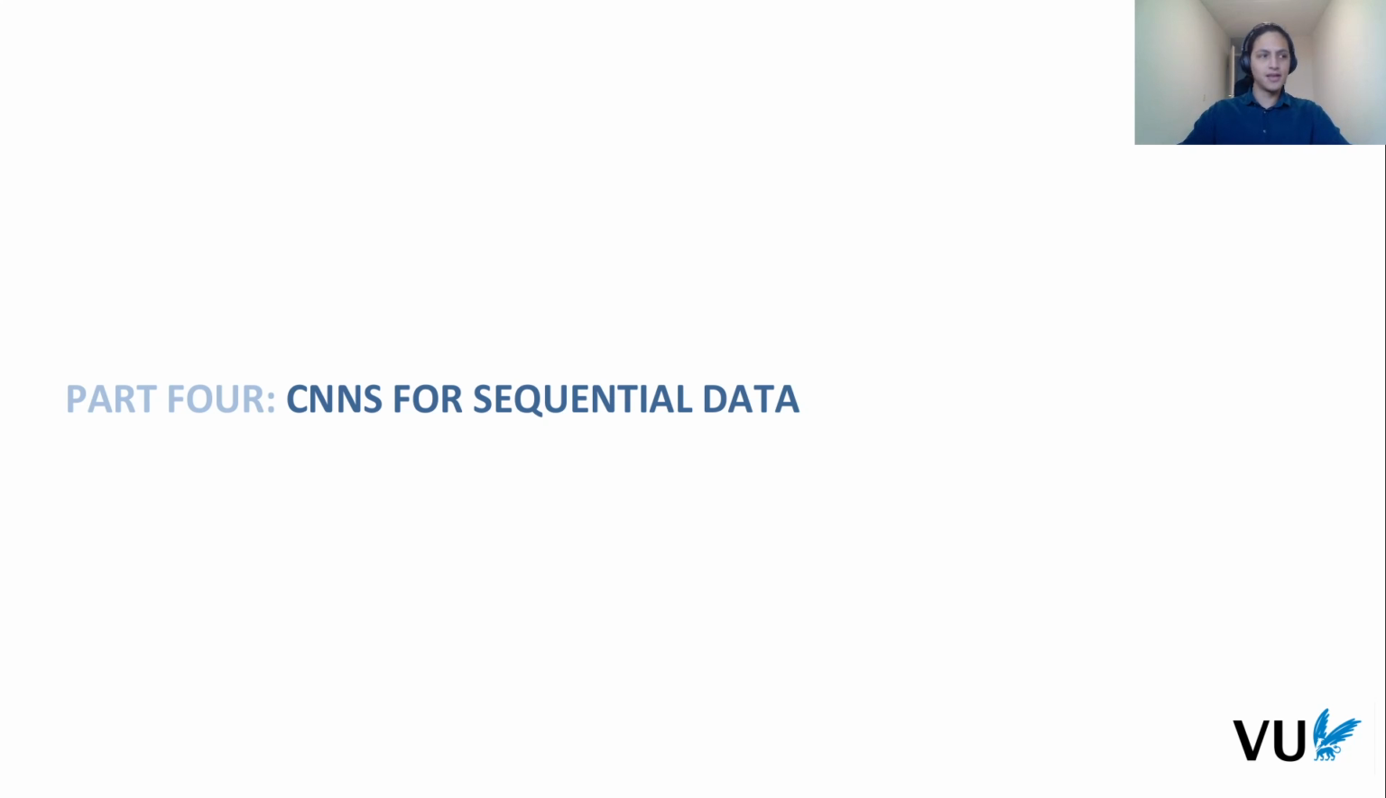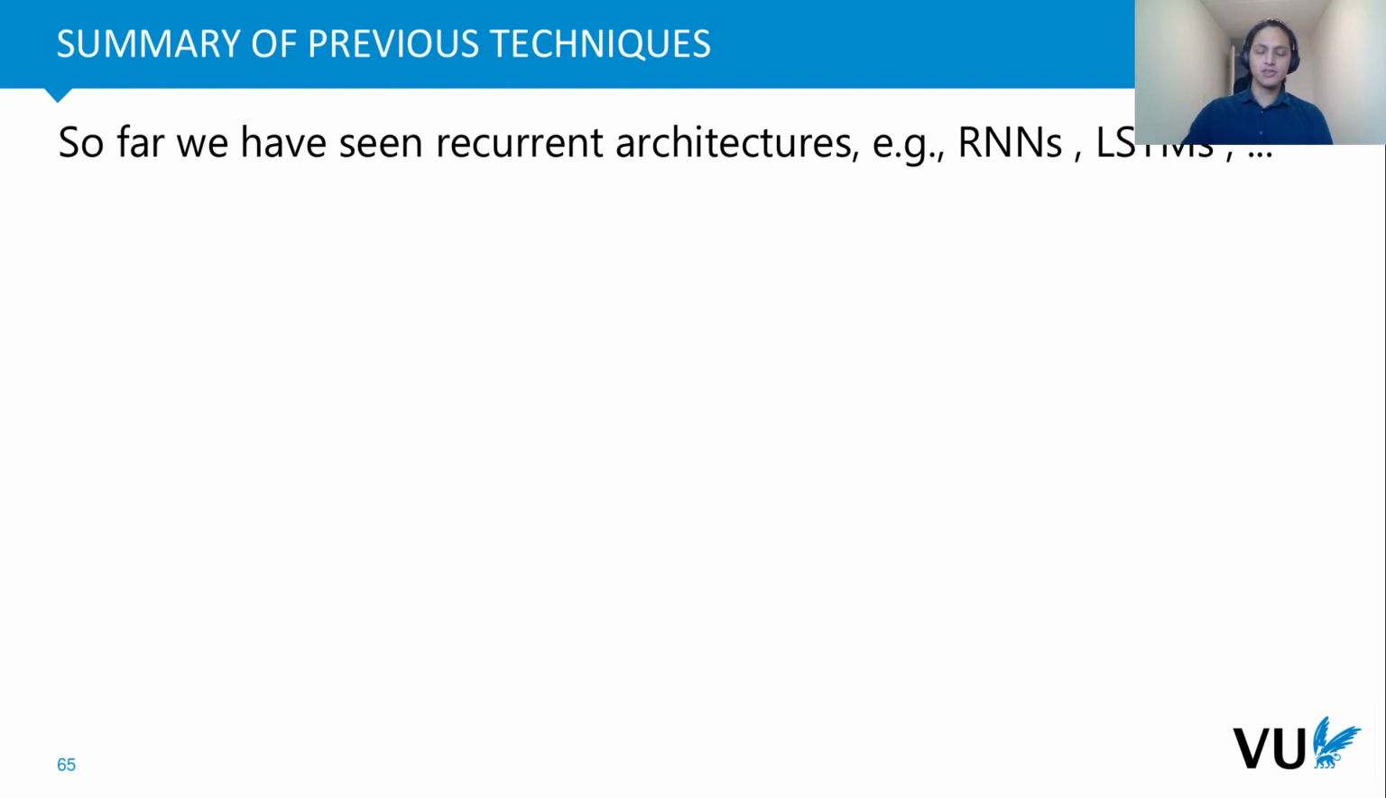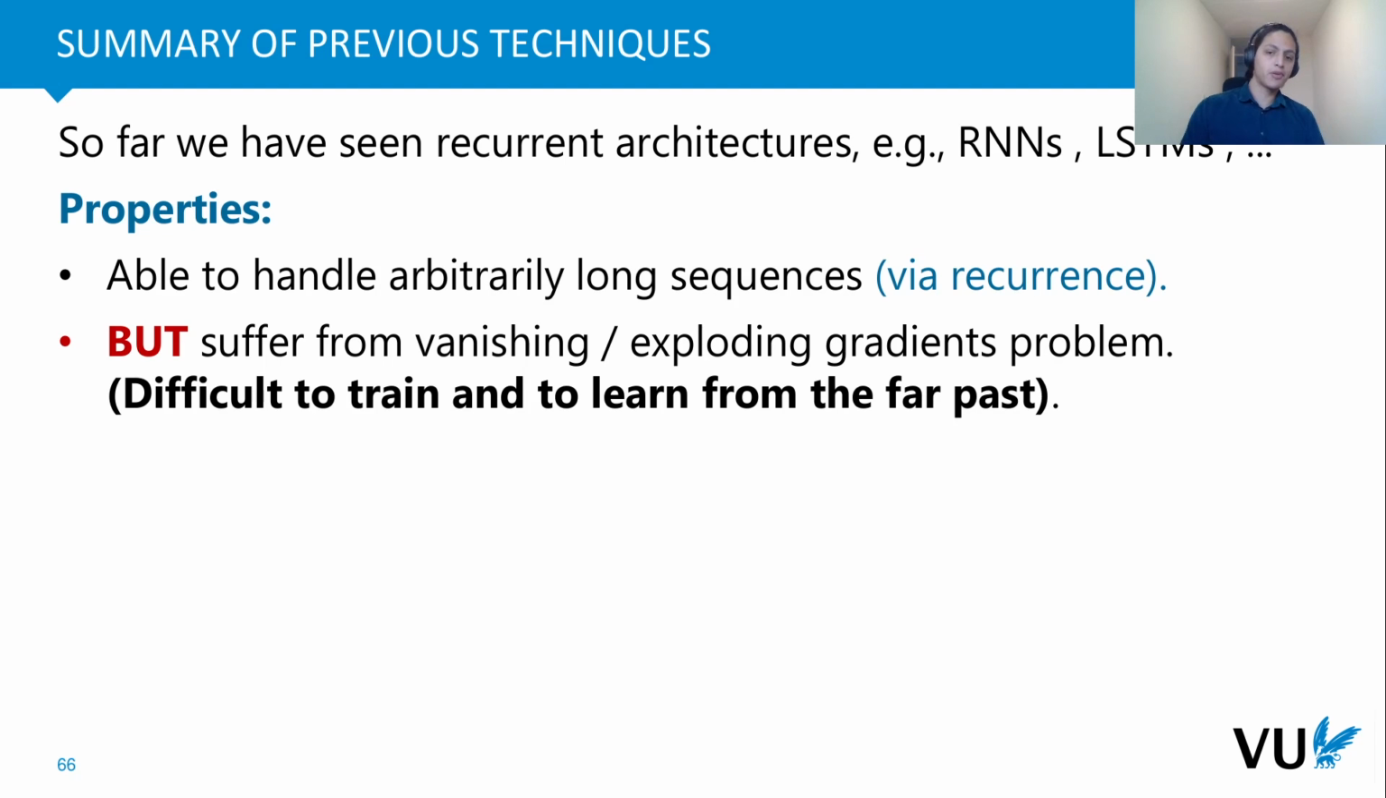Hi guys. In this part, we are going to consider part 4 of the lecture, in which we are going to look at how CNNs can be used to model sequential data. So far, we have seen recurrent architectures, such as recurrent neural networks or LSTMs, which have the following properties.